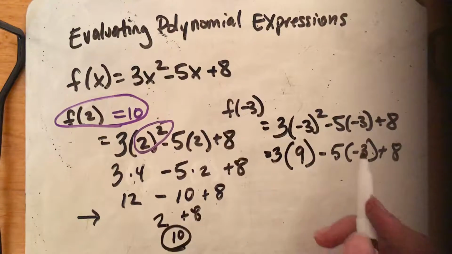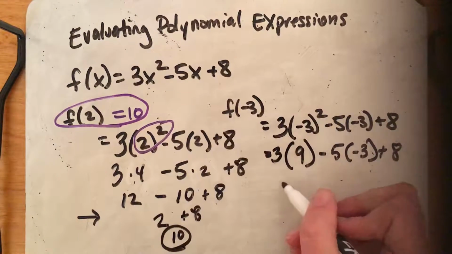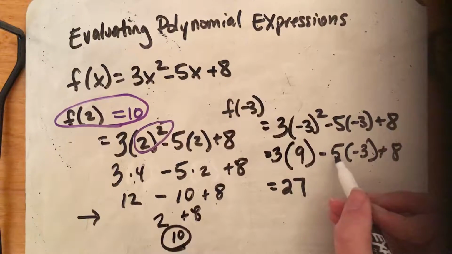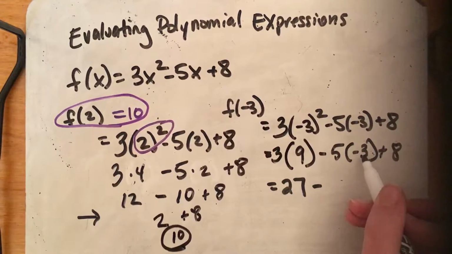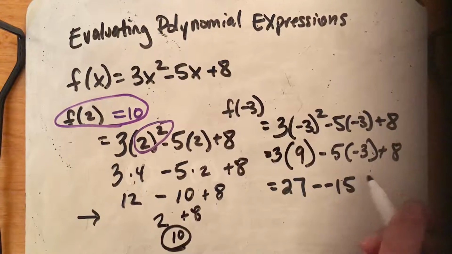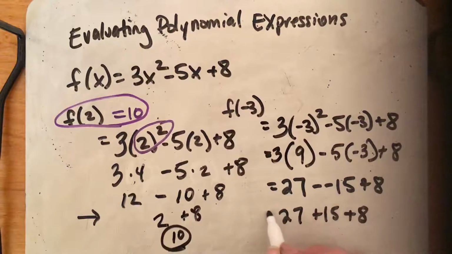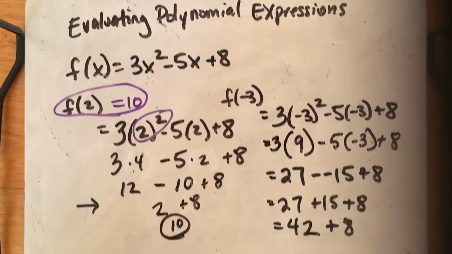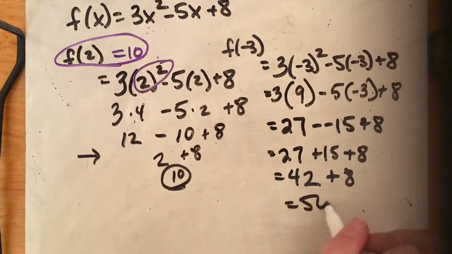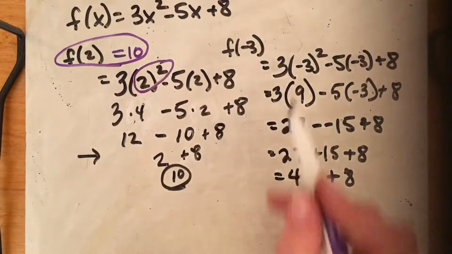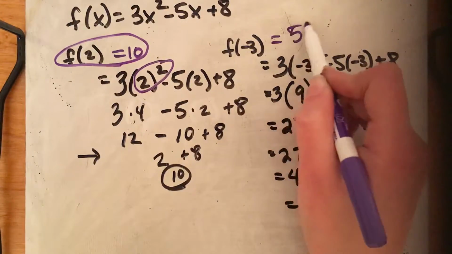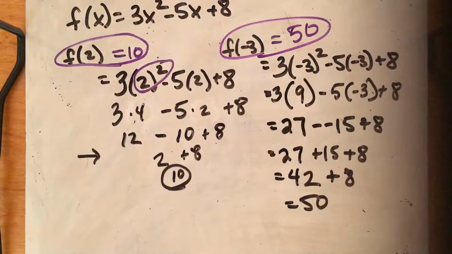Okay. Next I'm going to multiply everything that needs to be multiplied. 3 times 9 is 27. Negative, and then I have 5 times negative 3 is negative 15, plus my 8. So this really turns into a plus sign right here. Okay. So 27 plus 15, that's going to give me a value of 42. And I have this plus 8 here. So my final result is going to be a 50. Okay, so just like I wrote before, I'll write it up here. f of negative 3, that value is worth 50 when we plugged it in.